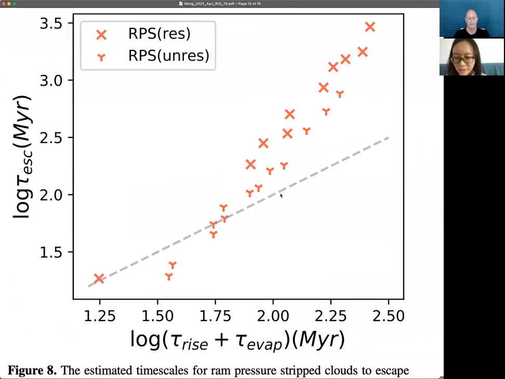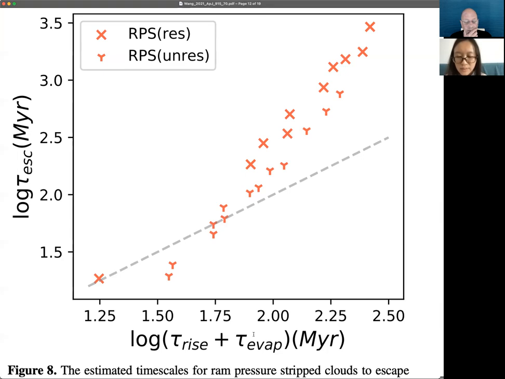We consider two scenarios. In one scenario, we consider the stripping ram pressure is strong enough that the strippable cloud quickly gets to the escape velocity within the potential of the galaxy. So that is estimated as tau escape. And in the second scenario, the acceleration level is very low, ram pressure is very low, so the cloud rises slowly above the disk, and then it does not have enough time to reach the escape velocity and gets evaporated before being accelerated enough.